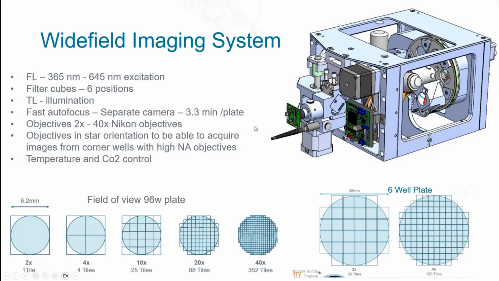The system also has an environmental control. We can control temperature and CO2 inside the imaging chamber. And due to the large camera and our good optical design, the system is able to acquire an entire 96 well with a single image of our 2x objectives or 4 images using the 4x objective.